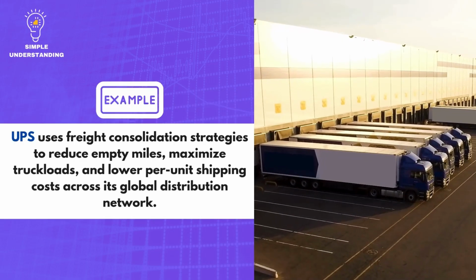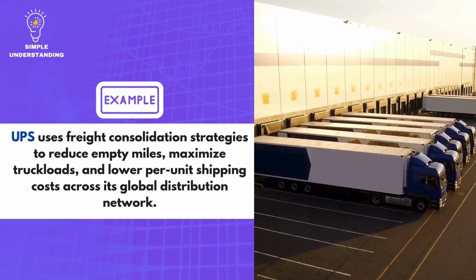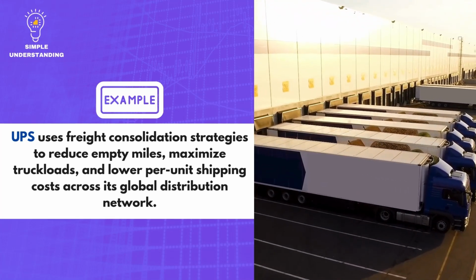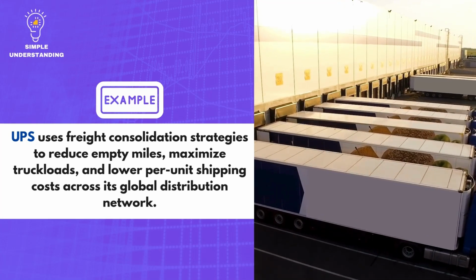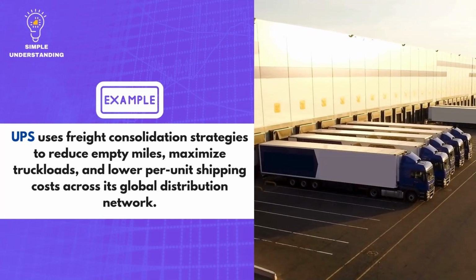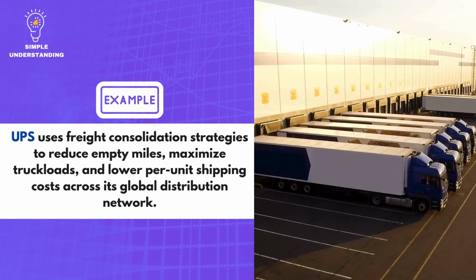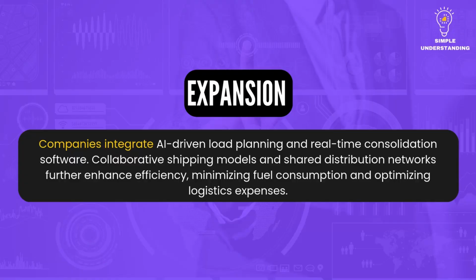Real company example. UPS uses freight consolidation strategies to reduce empty miles, maximize truckloads, and lower per-unit shipping costs across its global distribution network. Expansion. Companies integrate AI-driven load planning and real-time consolidation software. Collaborative shipping models and shared distribution networks further enhance efficiency, minimizing fuel consumption and optimizing logistics expenses.